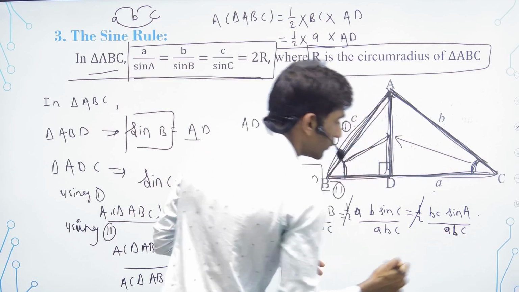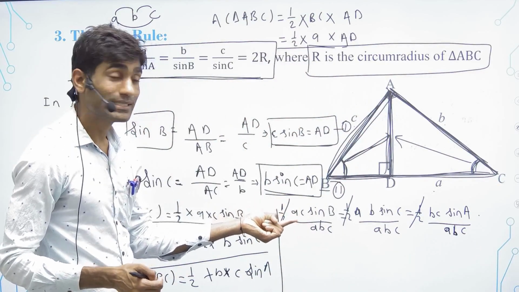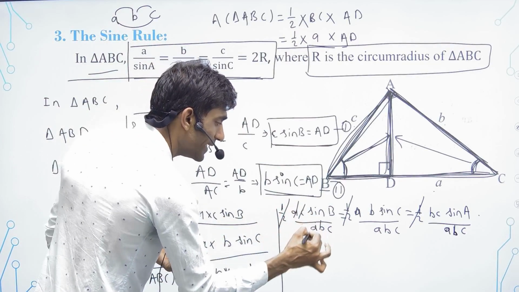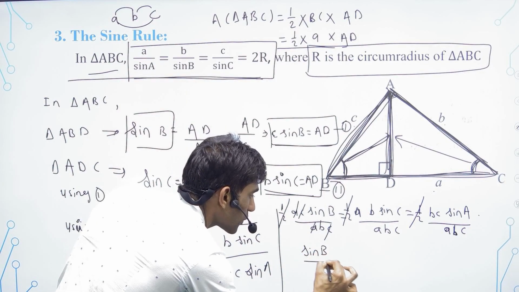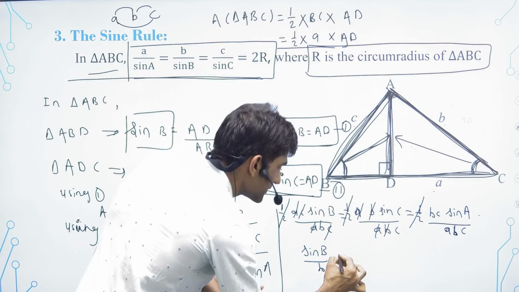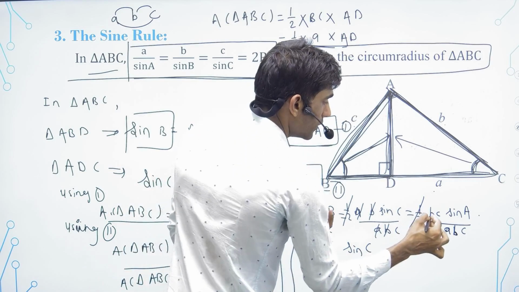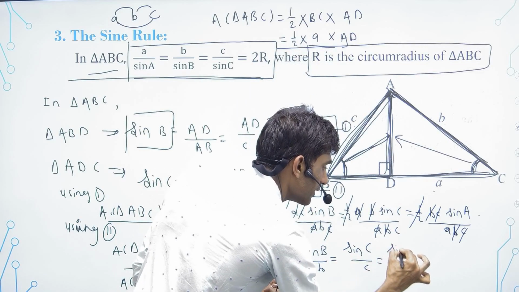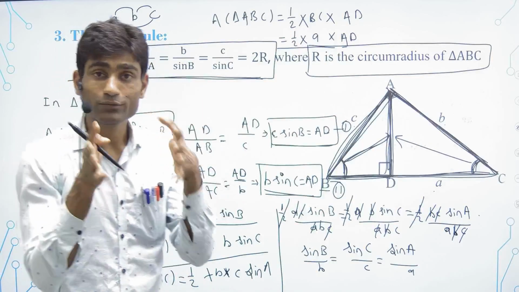Now here the denominator has AC, and the numerator also has AC, so cancel the same term here as well as here. So what we'll get? Sine capital B upon small b, which is equal to, similarly cancelling AB with AB, sine capital C upon small c, which is equal to, cancelling BC with BC, sine capital A upon small a.